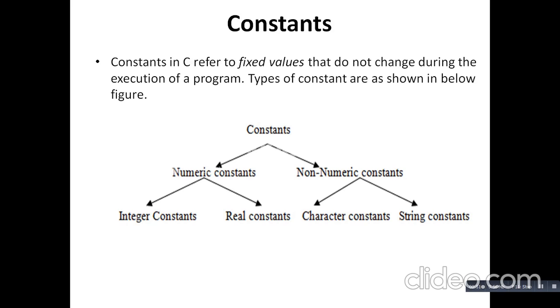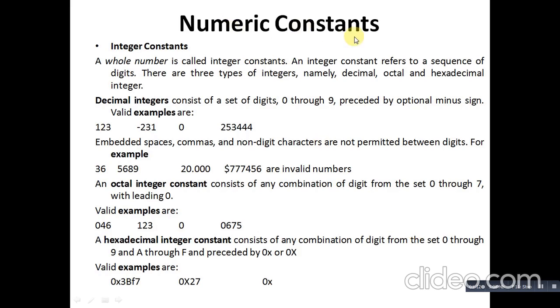The constants are classified into two categories. One is numeric constant, another one is non-numeric constant. Numeric constant is further divided into integer constant and real constant, and non-numeric constant is divided into character constant and string constant. In numeric constants, integer constants are whole numbers, and integer constants refer to a sequence of digits.